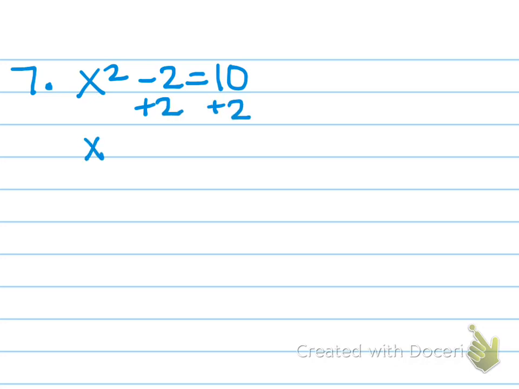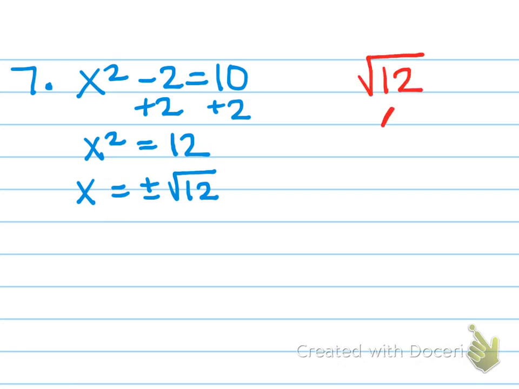Number 7. X squared minus 2 equals 10. First, we'll add 2 to both sides so that we get x squared equals 12. When we square root both sides, we get x equals plus or minus the square root of 12. 12 is also a radical that can be simplified.